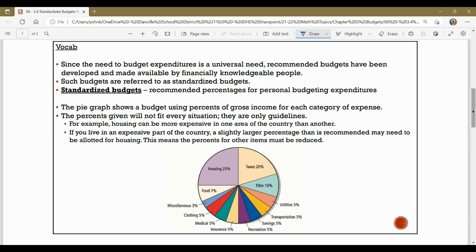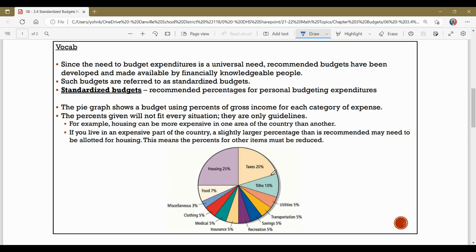So, for instance, if you look at the pie graph that's on this slide, we see that the biggest amount of money each month should be spent on housing. Then the next biggest is taxes. And then the next biggest is called tithing. Now, tithing in the olden days was your contributions to church. But tithing could be any kind of contributions to any organization outside of your family.